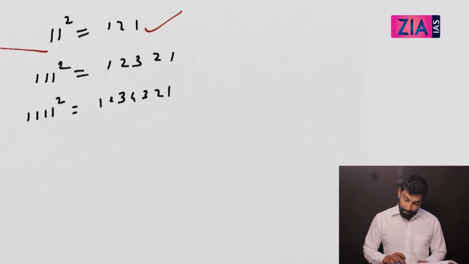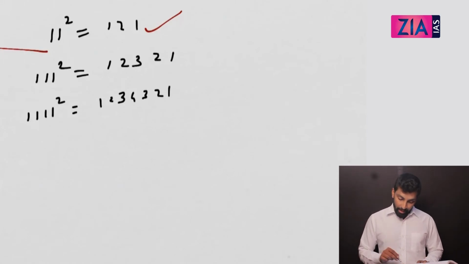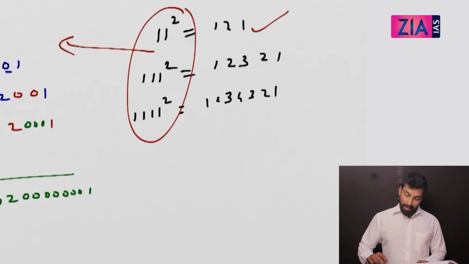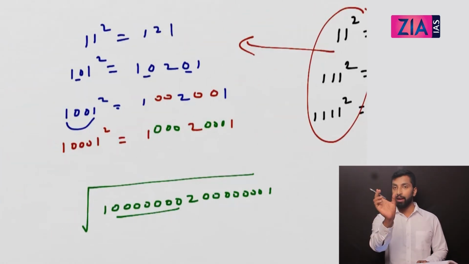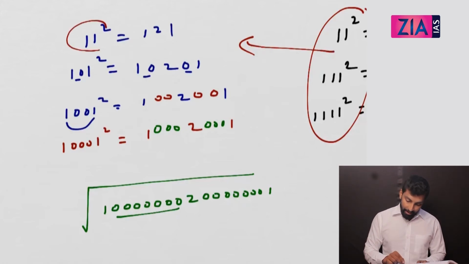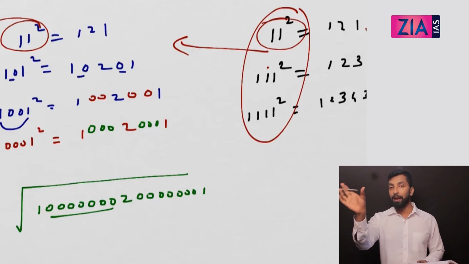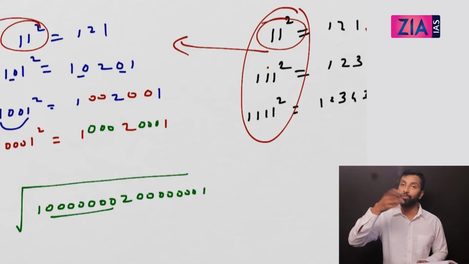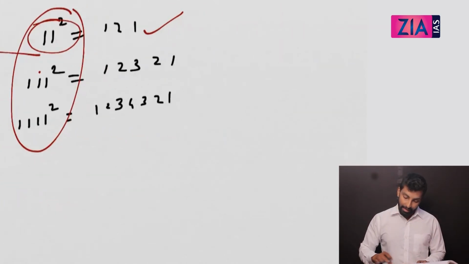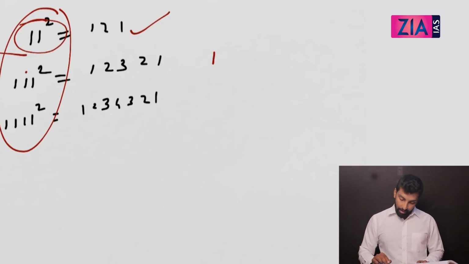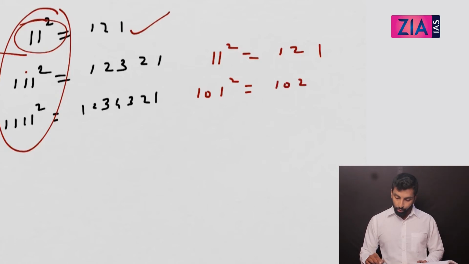Now let's mix both of these patterns, okay? So here you keep on adding ones. Here you keep on, see, 11 you are keeping, right? This 11 and this 11 is same, and in between you are adding ones in this case and zeros in this case. Now let's keep 11 and we'll keep on adding 0 and 1 both, okay? Let's see that pattern. So you have 11 square, 121. Now 101 square, you know, 102, 01.